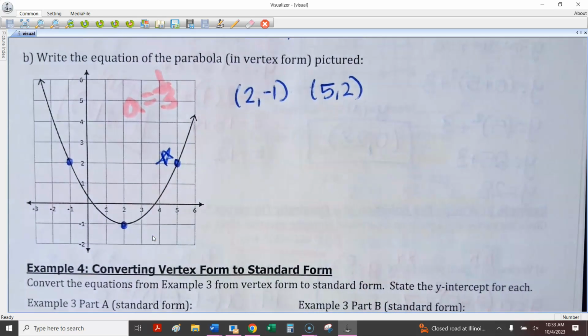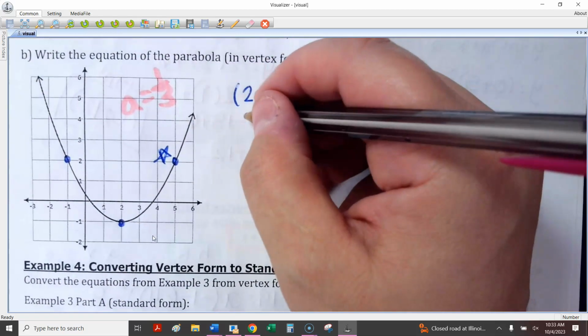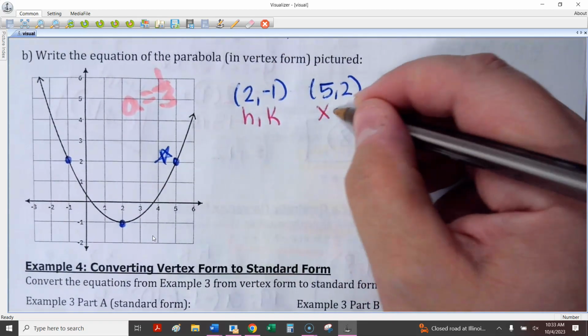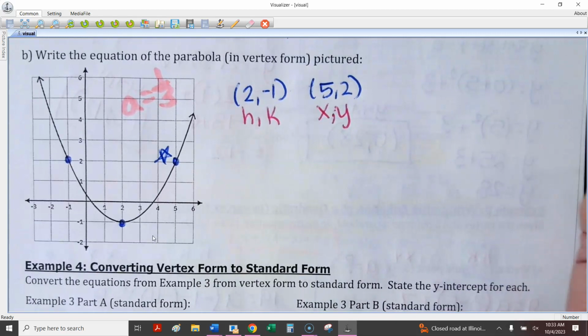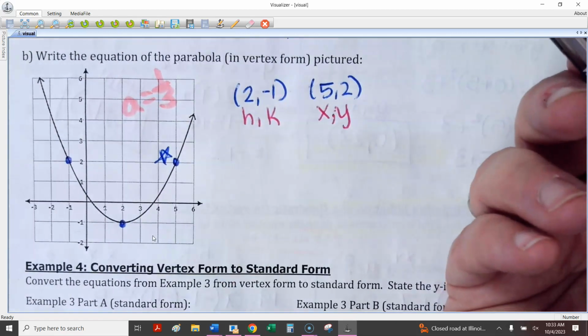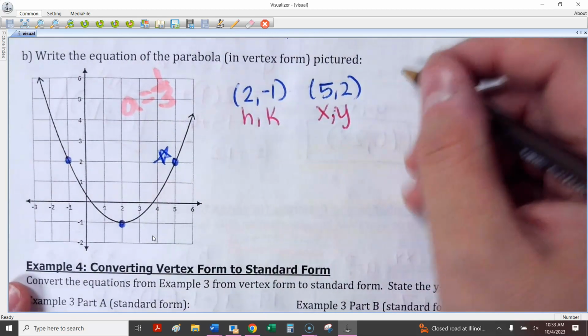The only thing you got to be careful with, if you can't tell from the graph, make sure when you plug this in to do the algebra, h and k has to go for the vertex, and x and y has to go for the point that you pick. And it could be any point. You could pick the -1, 2. We would get the same answer. The work would just look a little bit different. So I'm going to do that process that we've been doing on the front.